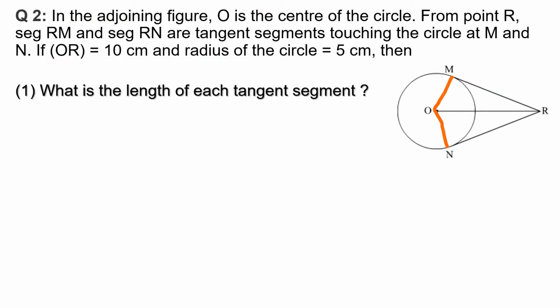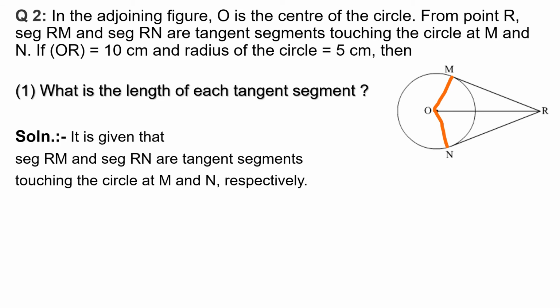Question number 2. In the adjoining figure, O is the center of the circle. From point R, which is the external point, segment RM and segment RN are tangent segments touching the circle at points M and N. If OR equals 10 cm and the radius of the circle is 5 cm, radius of the circle meaning OM and ON equal 5 cm, then what is the length of each tangent segment?